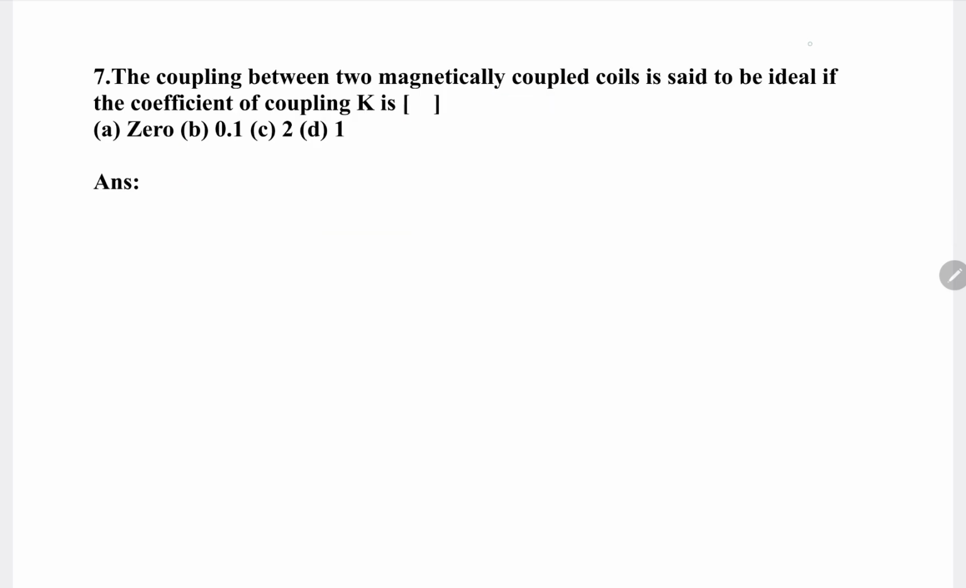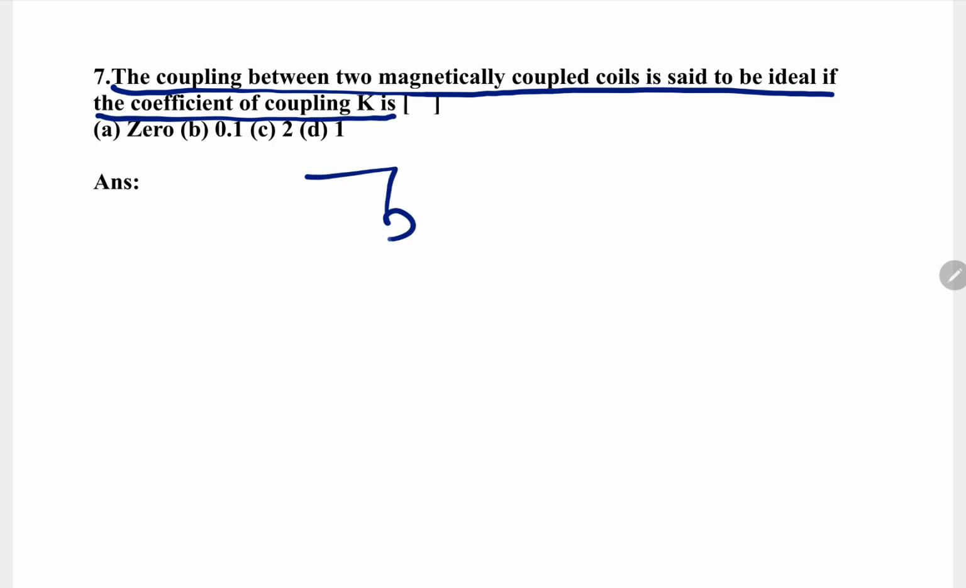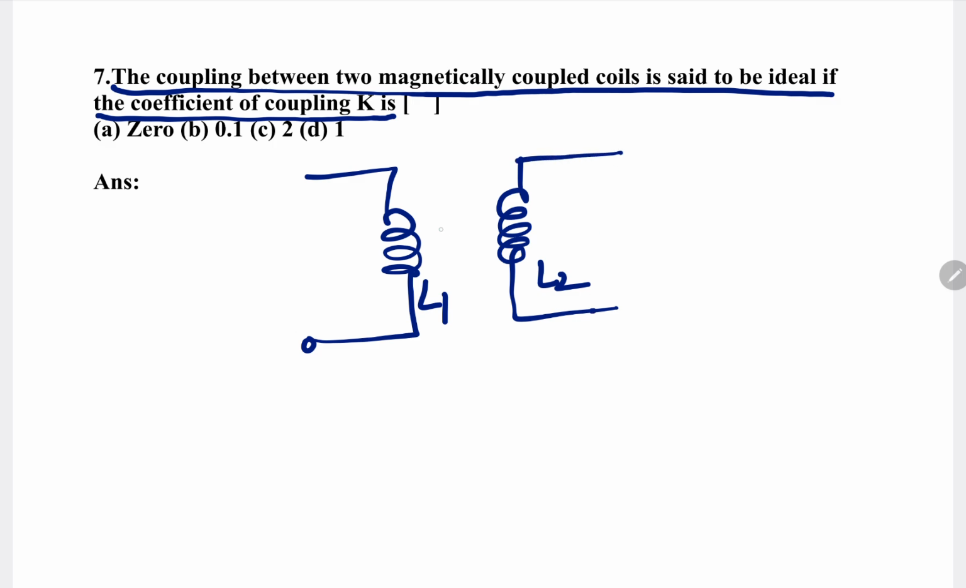Next, seventh question, it's about again two coils coupling or mutual inductance. The coupling between the two magnetically coupled coils is said to be ideal if the coefficient of coupling K is how much? You see, this is coil 1. Let us say coil 1 self inductance is L1, and this is coil 2 and its self inductance is L2. Both are magnetically coupled, so they have mutual inductance M between the two coils.